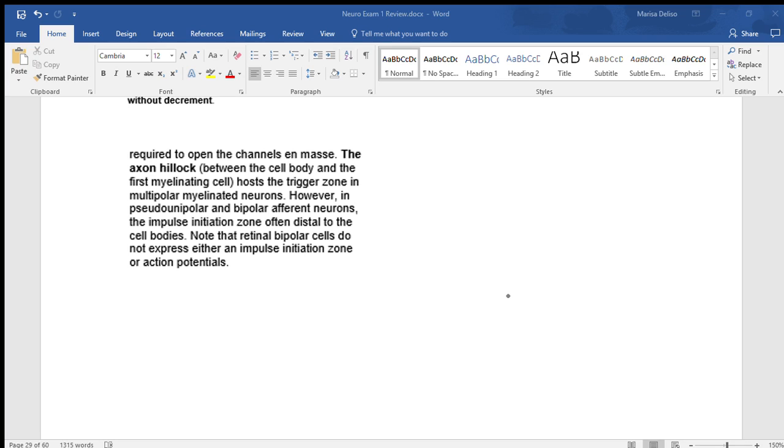As opposed to pseudo-unipolar, which is going to look like this. Let's say this is my CNS, my motor is located in my CNS, and this is my DRG right there. So this is my pseudo-unipolar. It's going to go all the way out, give all my little dendrites there. This is going to be my initiation zone. So keep that in mind. Note that the initiation zone is going to be distal to the cell bodies in pseudo-unipolar and bipolar, as opposed to multipolar, which is going to be at the axon hillock.